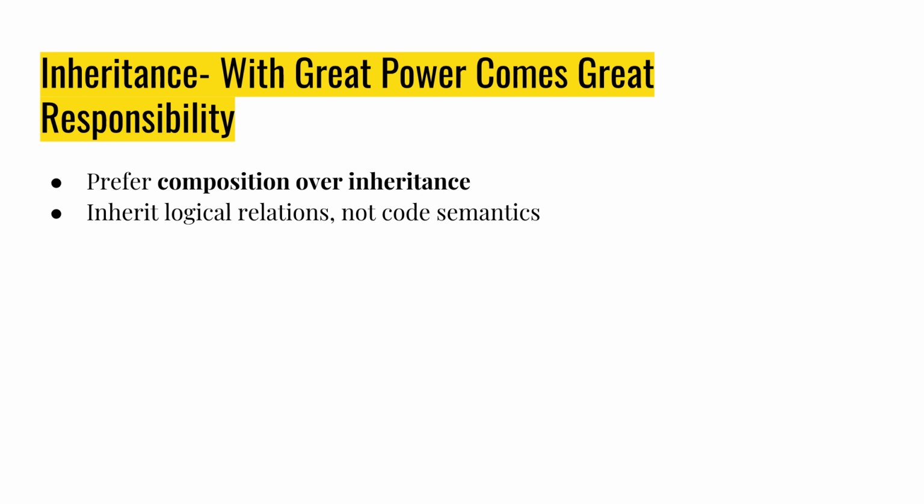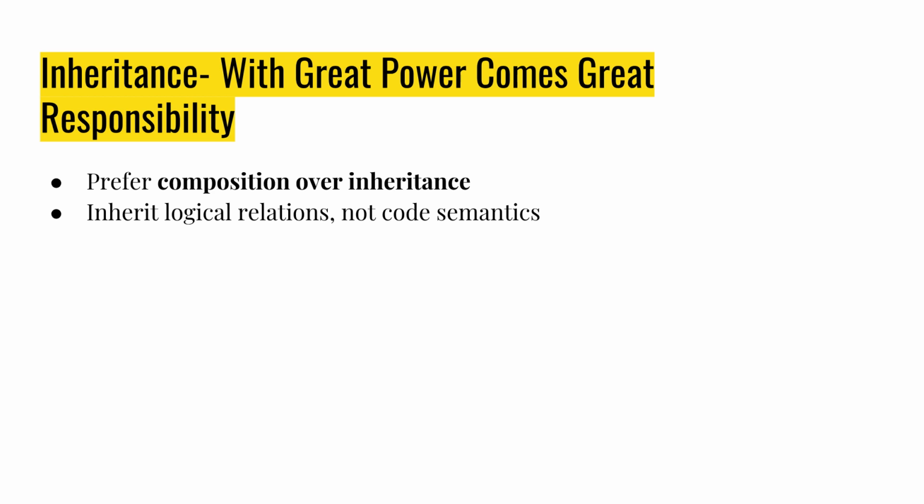Like you have a human female and a human male, and they're both humans. So you can use inheritance in those cases. But let's say you have a design where a robot female and a robot male come in, then you cannot really inherit from a human, because you need the robot to do the same, and you cannot really, because a robot is not human. So inherit logic, not code semantics, logical relations.